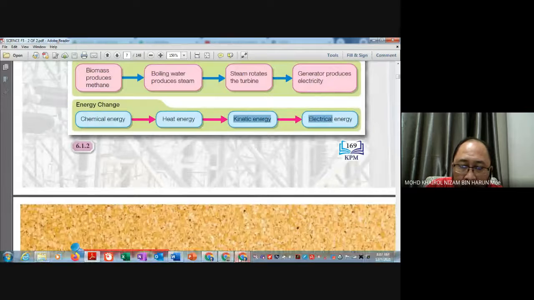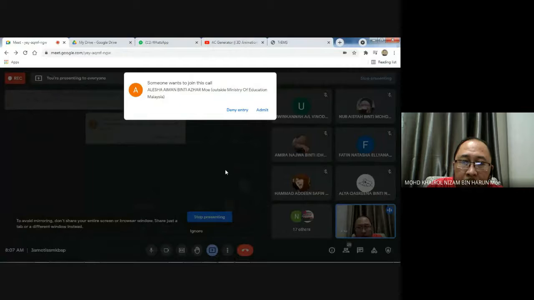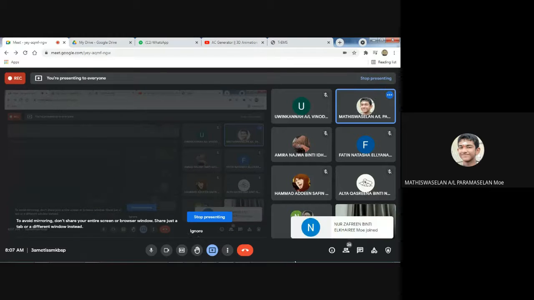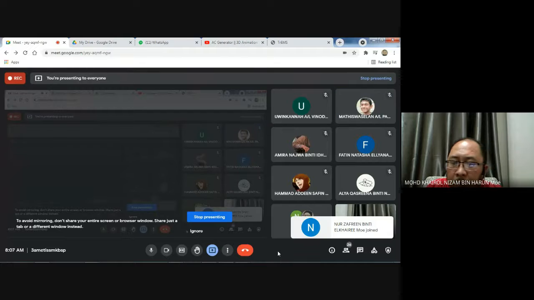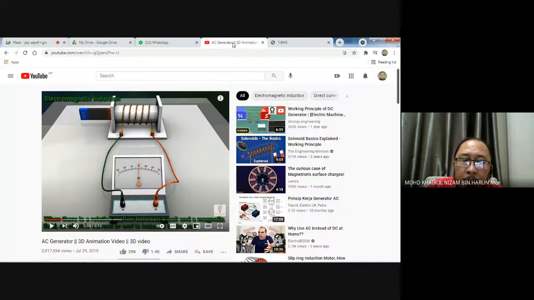Okay, so we look into the outside. Outside means Alisha, Aiman. There's no such student in 3 Amethyst. Yes. Why, Alisha, why not using the MOE? Never mind.